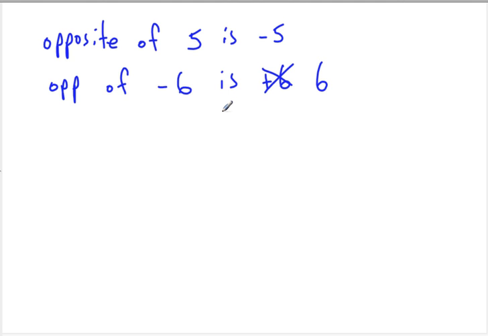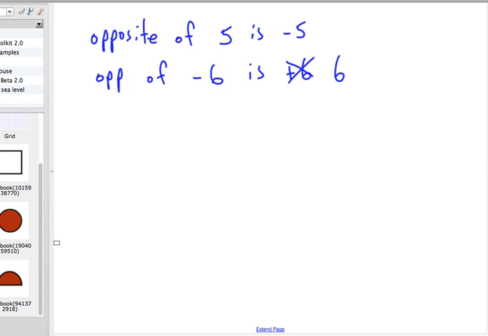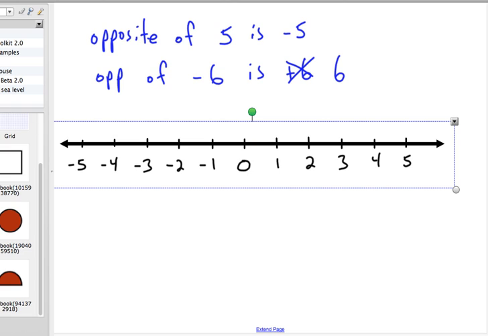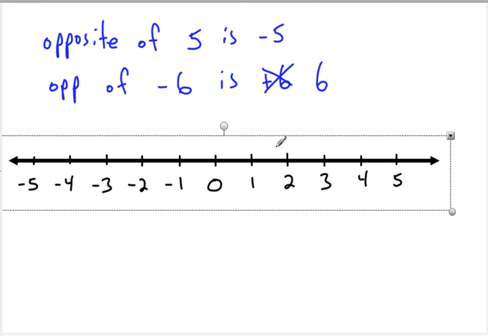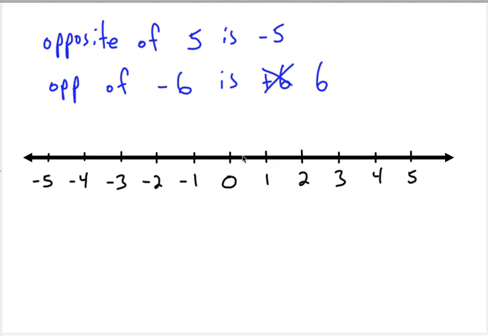The last thing I'm going to talk about in this video is something called absolute value. To do that, I'm going to pull out a number line here. Here we go, number line. The absolute value of something is just its distance from 0 on the number line. So for instance, the absolute value of 2, well, it's 2 units away from 0. So the absolute value of 2 is 2.